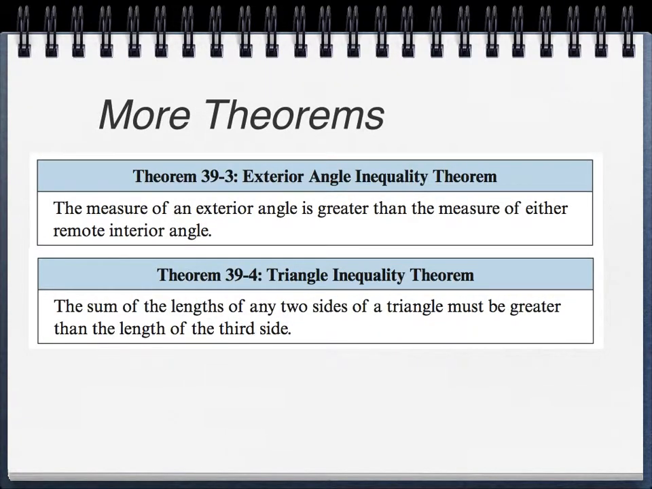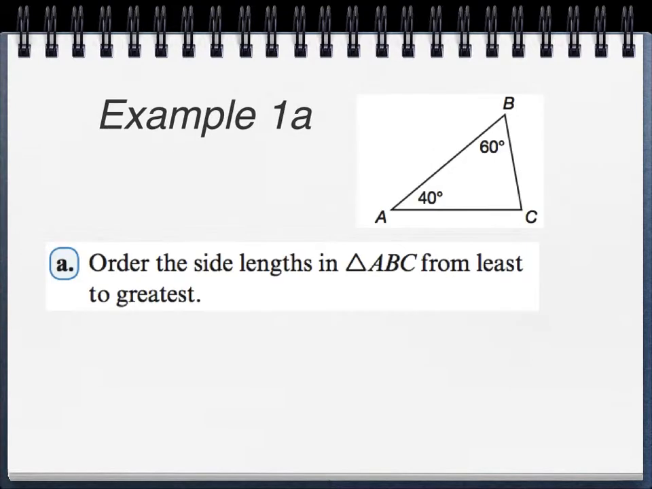The measure of an exterior angle is greater than the measure of either remote interior angle. And the sum of the lengths of any two sides of a triangle must be greater than the length of the third side. So let's use one of those theorems in this example.